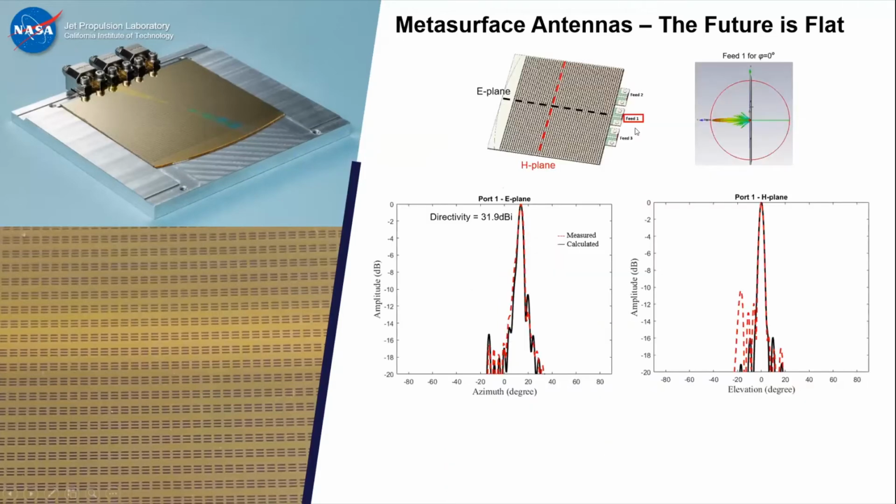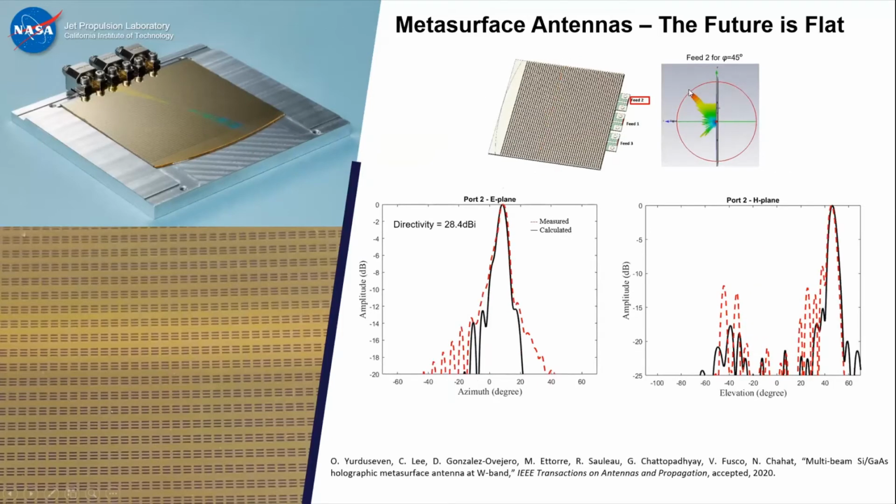So if you excite feed 1, you actually get a beam pointing at the center. And if you excite feed 2, you get a beam pointing at 45 degrees. And if you excite feed 3, you will get pointing at -45 degrees. And we demonstrated that successfully. As you can see, the agreement between calculated and measured is good, but not that great because the side lobes are a little bit high on this side, and that was due to misalignment between the 2 layers.